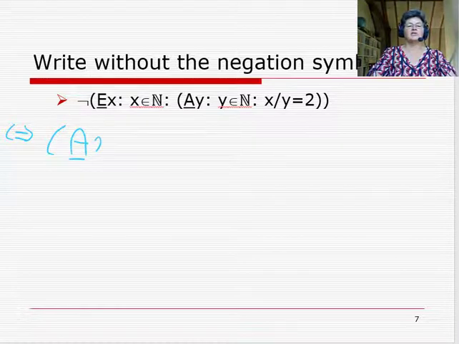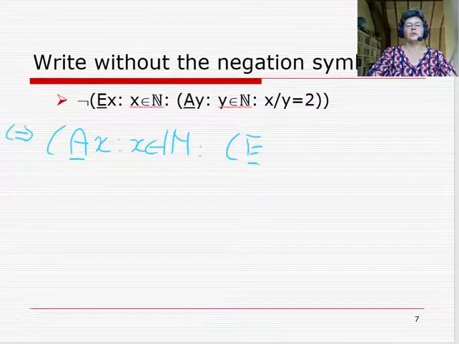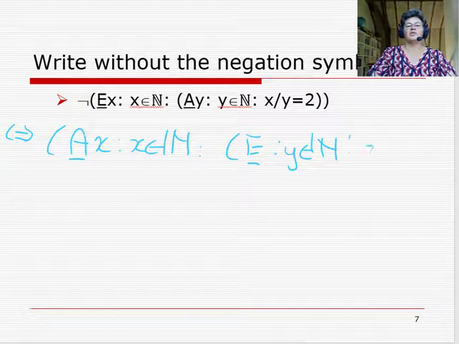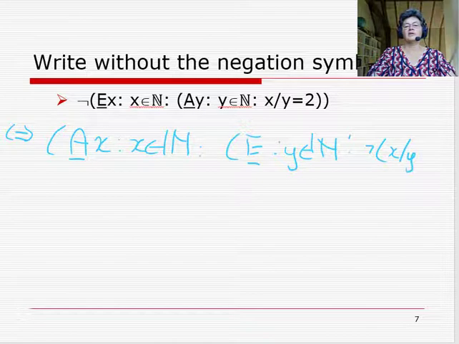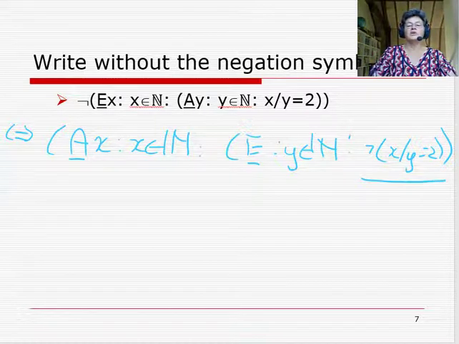So, existential flips, universe stays, universal flips, universe stays, proposition is denied. Okay, but now we still have one negating symbol here. But that's of course simple.